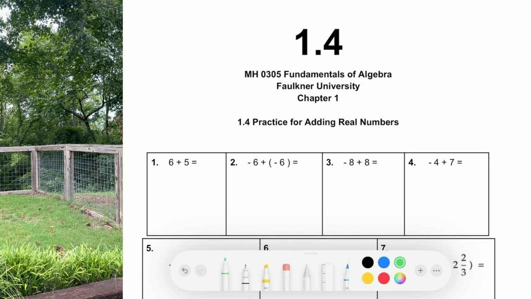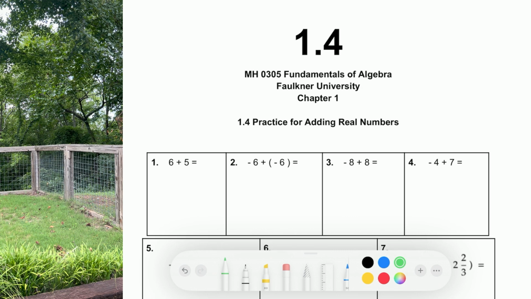Welcome back, students. We're looking at section 1.4, practice problems for adding real numbers. So we are going to be practicing adding positives and negatives and just using those rules that we learned in the terminology section video that we just finished.